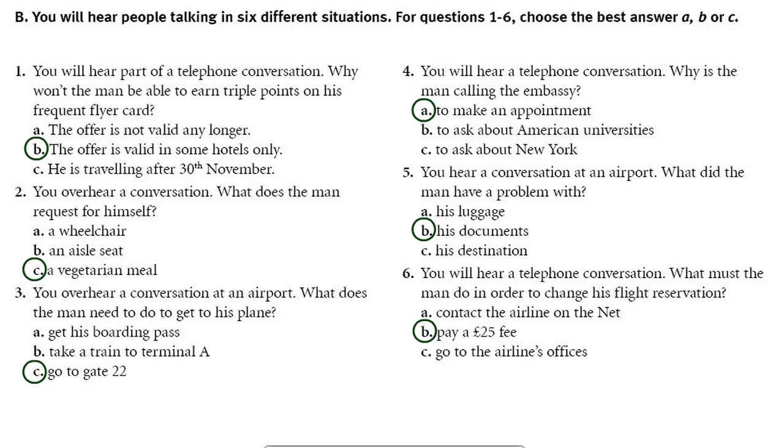5. You hear a conversation at an airport. What did the man have a problem with? A. His luggage. B. His documents. C. His destination. Can I see your passport, please?